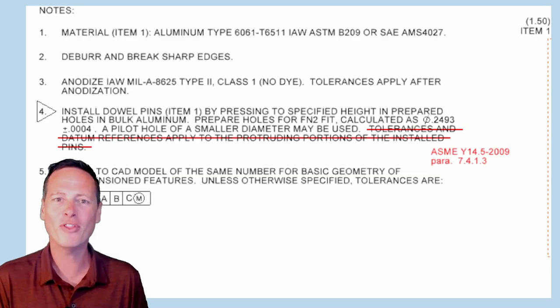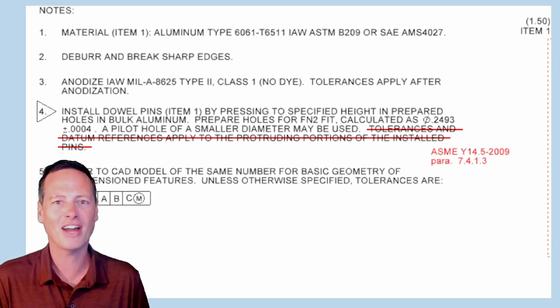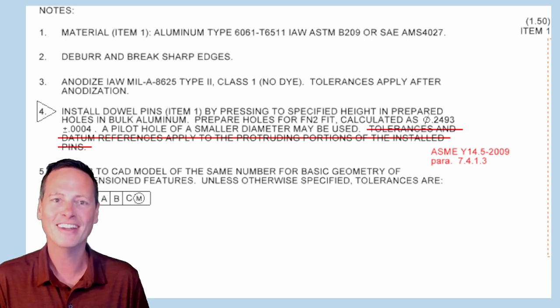And I just want to point out one thing quickly here on sheet 1, flag note 4, because in the Dowel Pin videos and on GD&T 00401, I made a point that I felt like I needed to say that when it comes to the pressed-in pins, the tolerances and datum references apply only to the protruding portions of the pins and not to the portions that are pressed down into the aluminum. But I had some colleagues point me to paragraph 7.4.1.3 of the 2009 standard under the section on projected tolerance zone, which says more or less the same thing. So I feel like I can delete this.